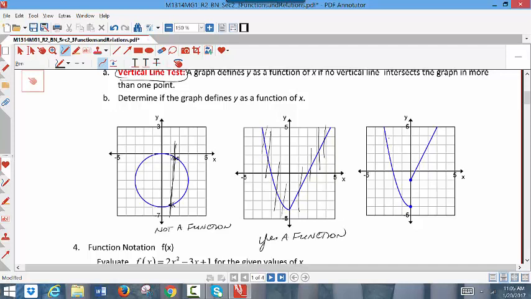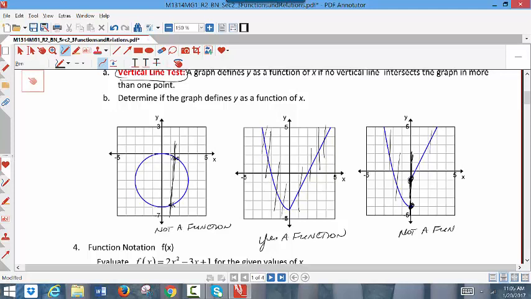The third example, I start striking vertical lines and it looks good, but there is one vertical line that's not going to pass this test. If I come straight down the y-axis, I cross the graph at these two points. So it is touching it more than once. So this one is not a function.